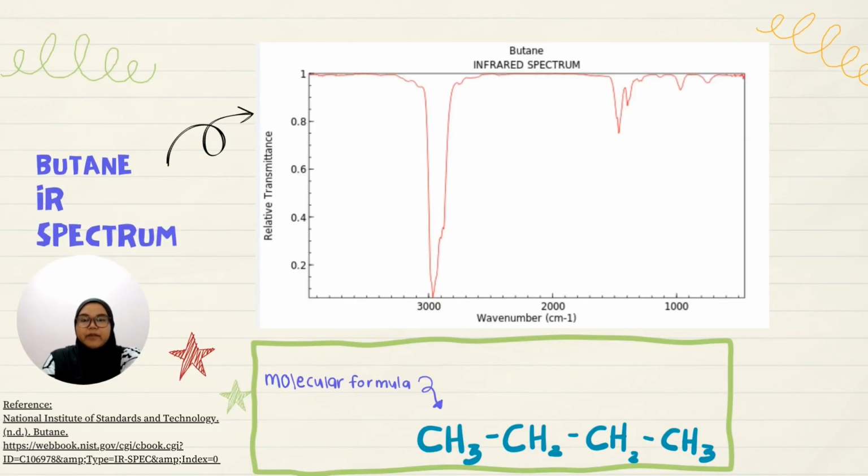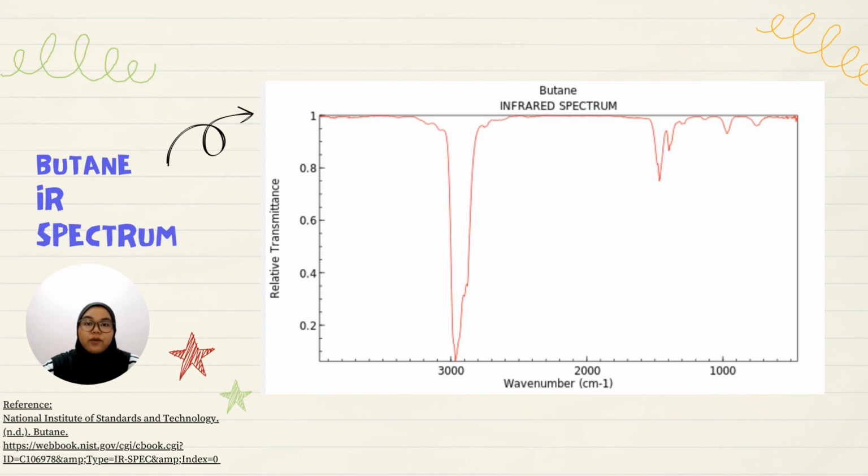As we can see here, this is the infrared spectrum for butane. As we know, butane is an alkane, so the molecular formula is easy. It is CH3, CH2, CH2 and CH3. There is no double bond or triple bond. As what we learned before, a peak is represented as an area of the spectrum. It is usually where the specific vibration will occur.